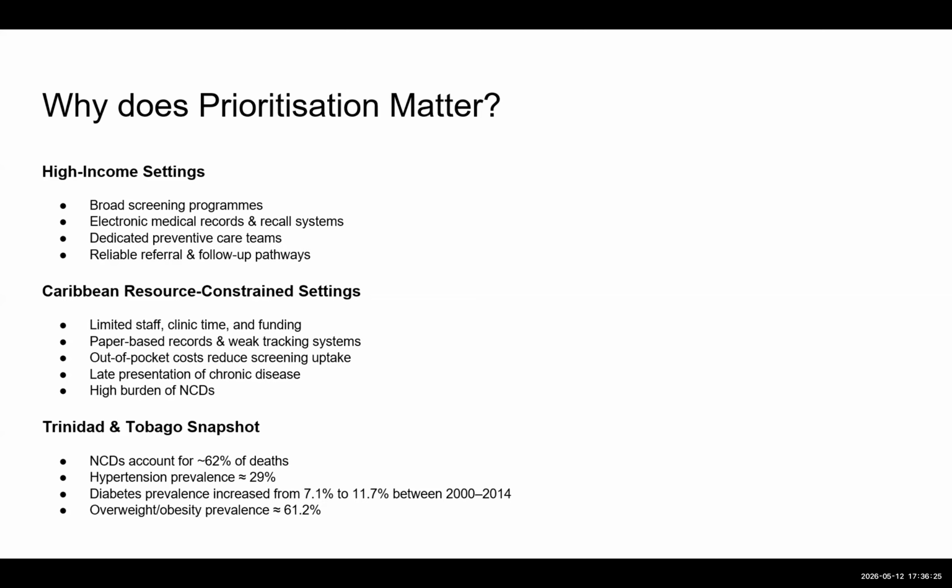Sorry, what was your question? And why do NCDs account for 62% of deaths? Being overweight and obese is a precursor for diabetes. However, the prevalence of obesity is 61%, but the prevalence of diabetes is only 12%. Wouldn't you expect it to be more than that?